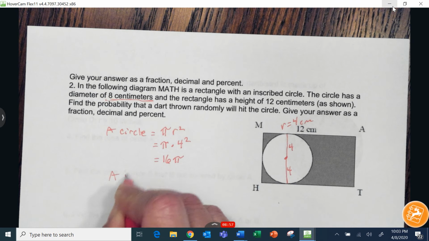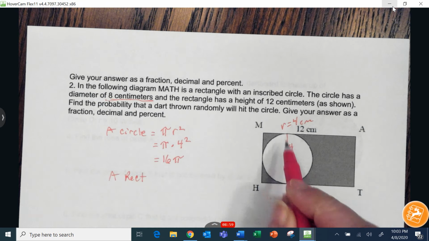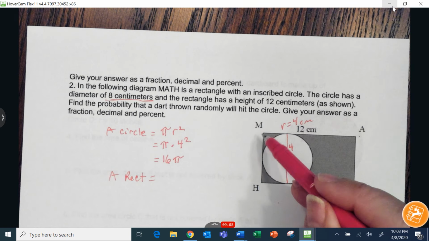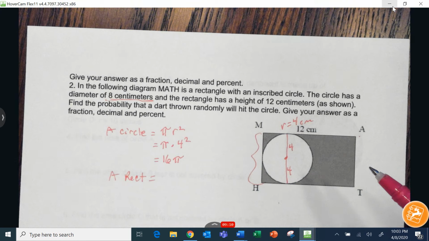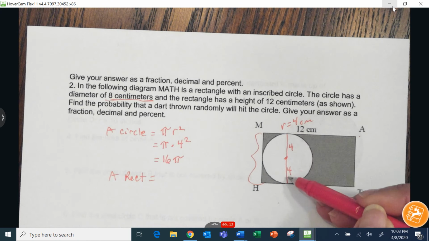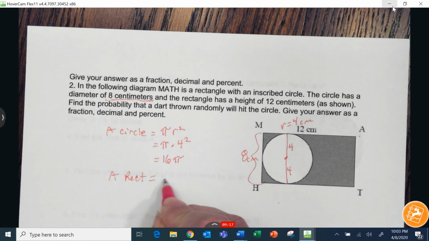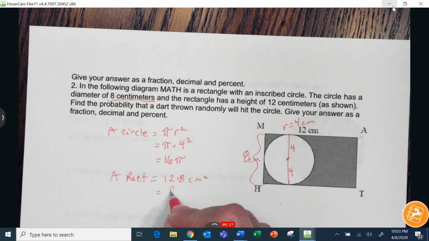The area of the rectangle, M-A-T-H, math, so creative. Let's see, it has a height of 12 centimeters. So this is 12, but what's this? Well, that's the diameter of the circle, 8. So our area of the rectangle, 12 times 8, which is 108, I think. No, 90, I don't know what it is. 96.